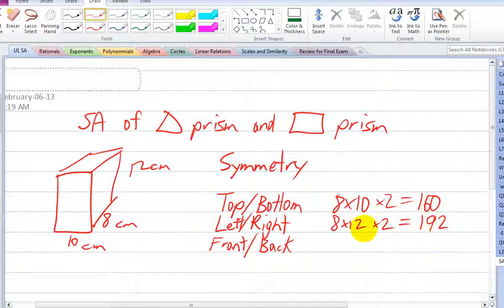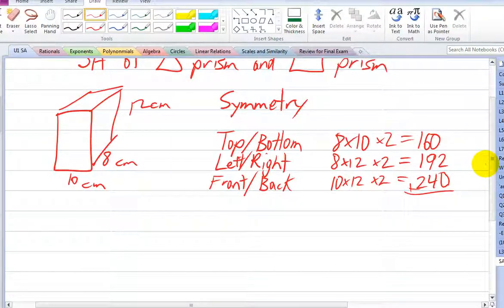All right. The front and the back. The front would be 10 times 12, and there's 2 of them. So what do we have? 240. Okay. Add them all up. 592 centimeters squared. There you go.